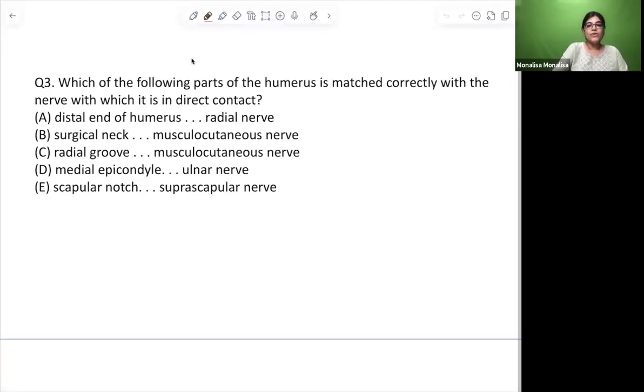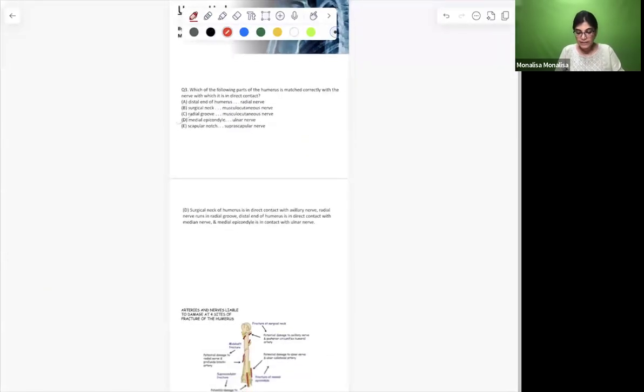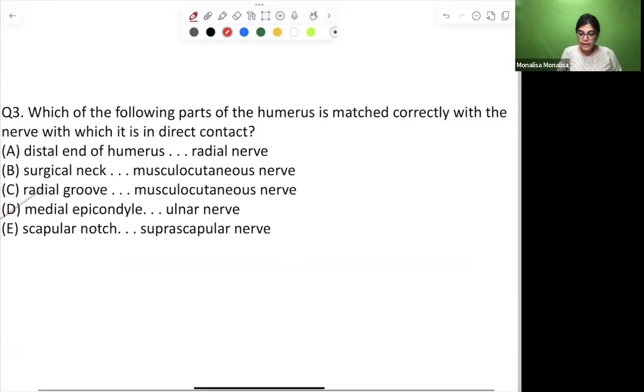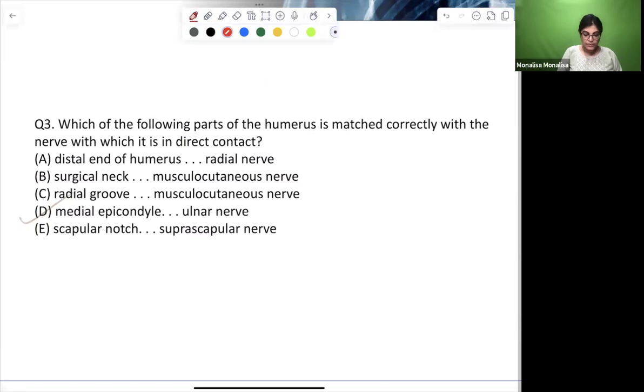D. Yes, very good, dear students. Medial epicondyle, yes, that is the right answer. Medial epicondyle is related with ulnar nerve is the absolutely right answer. Now, let's focus on why the other options are not right.